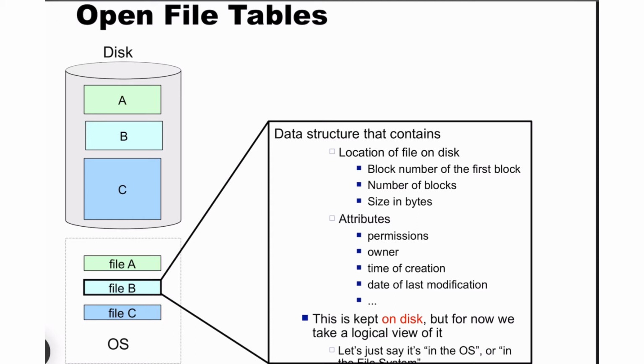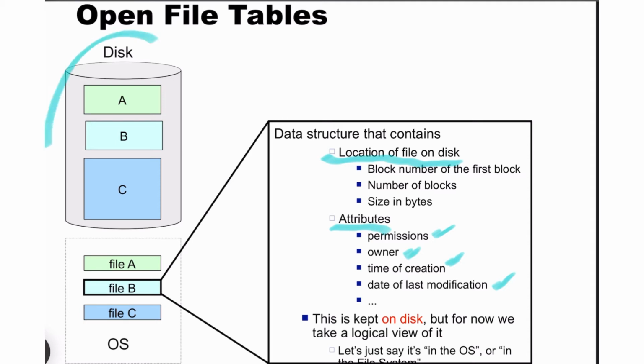Okay, so an example here. For example, for file A: the location of the file on the disk, the block number of the first block, the number of blocks, and then the size of it. The attributes of the file can have permissions, read and write, or only read and not write, the owner, time of creation, and date of last modification. This is kept on disk, but for now we take the logical view of it. Let us say it is in the OS or in the file system.